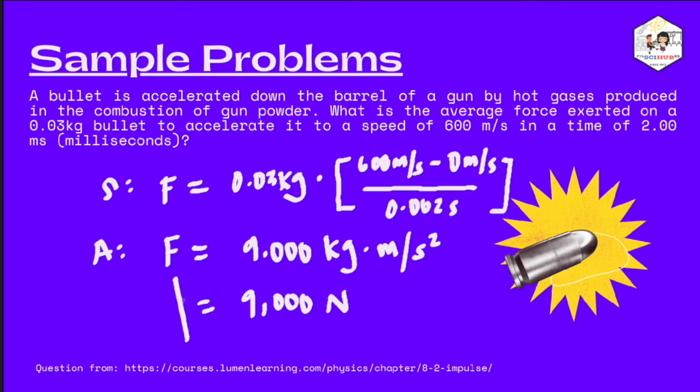So, the average force needed to be exerted on the bullet in order for it to accelerate to a speed of 600 meters per second in a time of 2 milliseconds is 9,000 newtons. Okay?